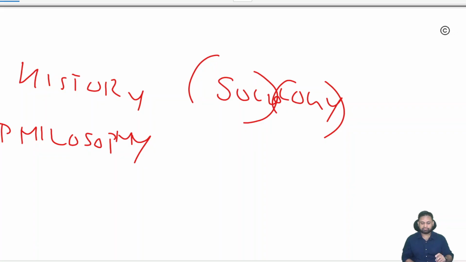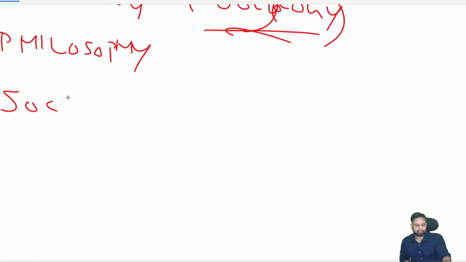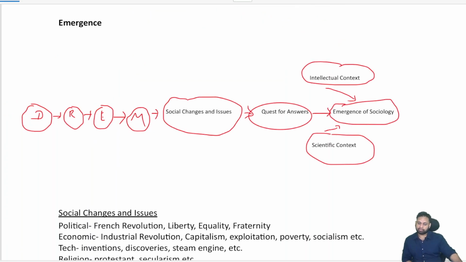So why this word sociology? Why not some other word, maybe socio something else? The answer to why this word sociology is what we are trying to discuss now. We already discussed that in the previous one.